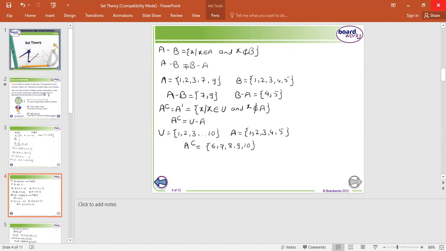Next is Cartesian product. If A and B are any two sets, then the set of all ordered pairs (a, b), where a is an element of A and b is an element of B, is called the Cartesian product of A and B. It is denoted by A cross B. Cartesian product of two sets A cross B is formally defined as.